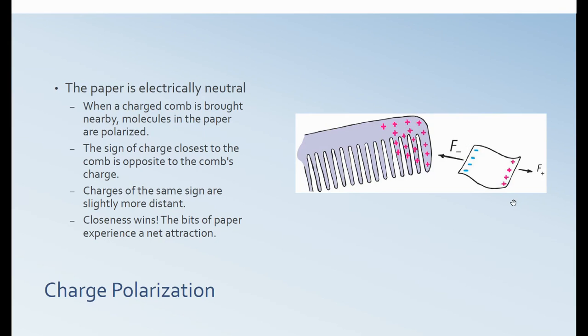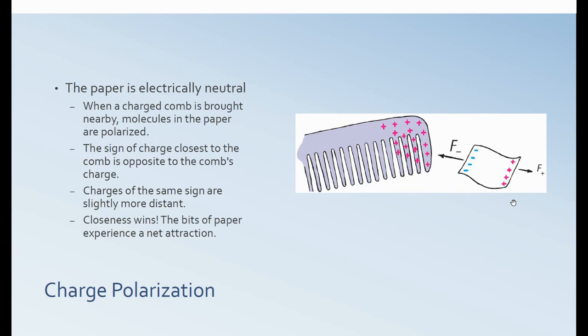You can experiment with this using little pieces of paper and even a comb. Say your comb has a positive charge. The paper is electrically neutral, but yet when we bring that positively charged comb close to the little pieces of paper, the molecules in the paper become polarized. So the negative charges are pulled towards the comb, the positive charges are pushed away.